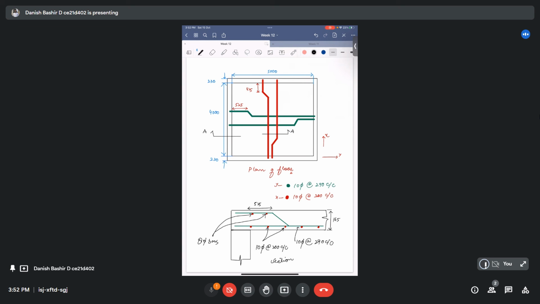So this completes our design problem today. For today, we designed a two-way simply supported slab, which was covering an area of 4 meter cross 5 meter, and it was supported on all the four sides by 230 brick walls. Okay, so we calculated the reinforcement along both the orthogonal directions. This was all for today.